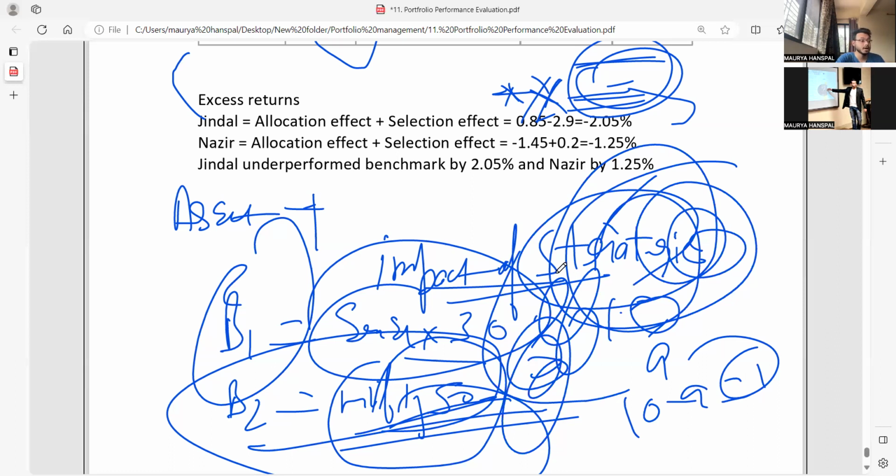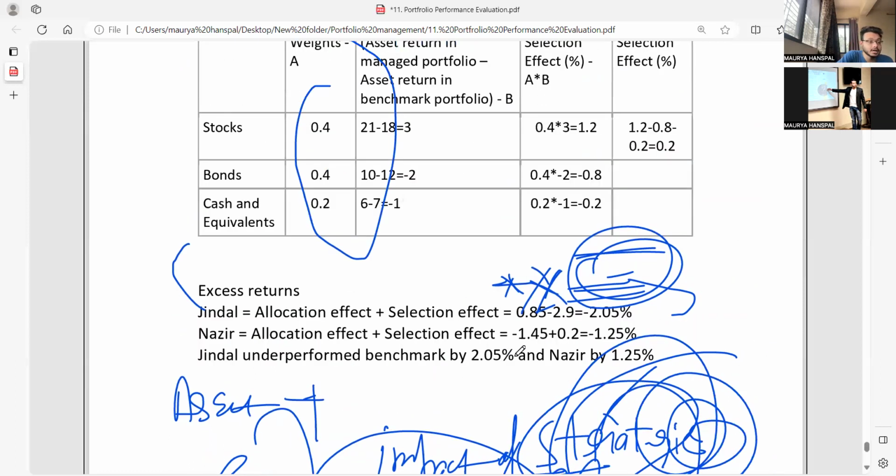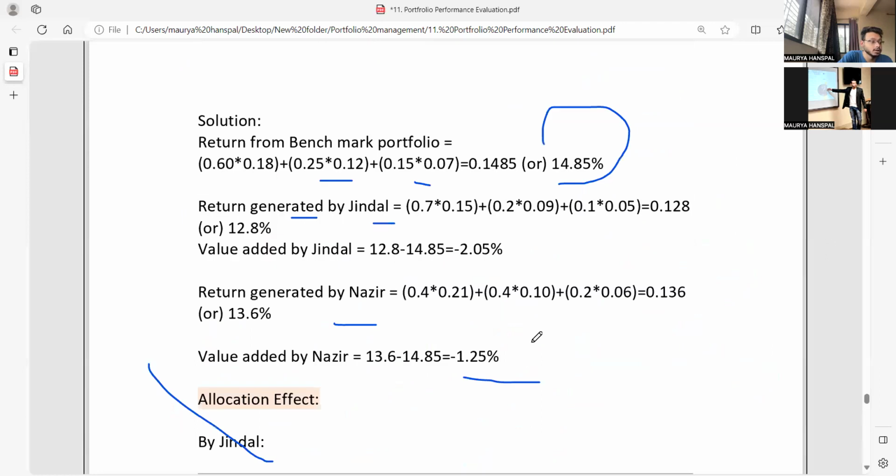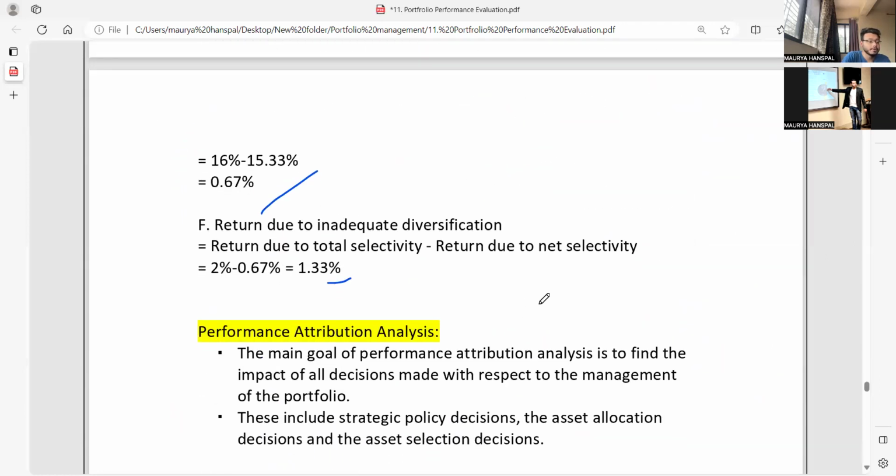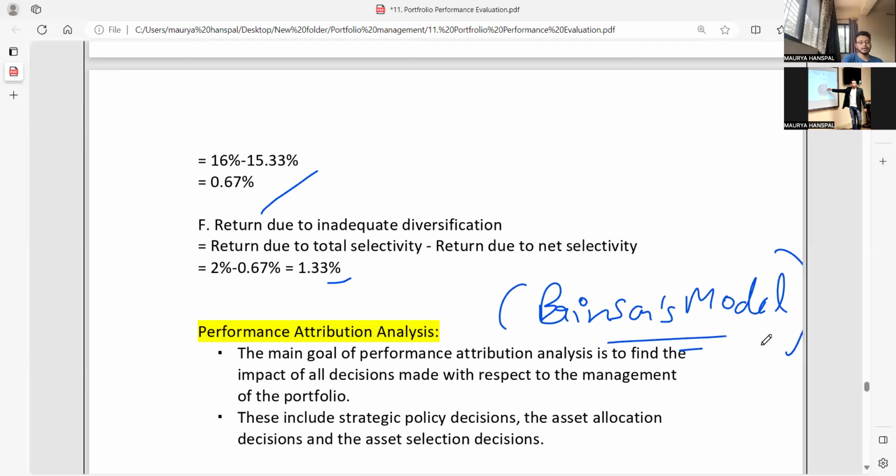And this model that we studied, the portfolio attribution model, is also called Brinson's model, a very popular model in CFA Level 3. Okay, so that is something you need to understand. Any questions till now? In Brinson's model, any questions?